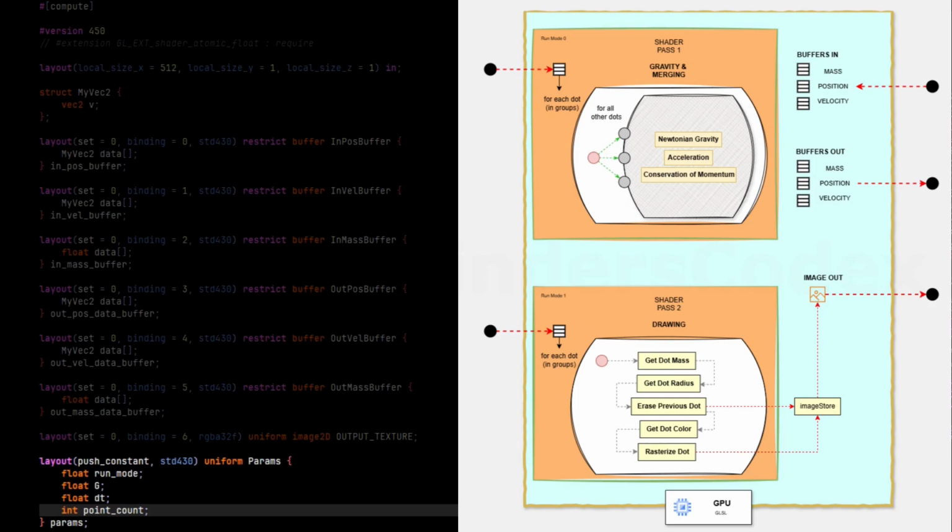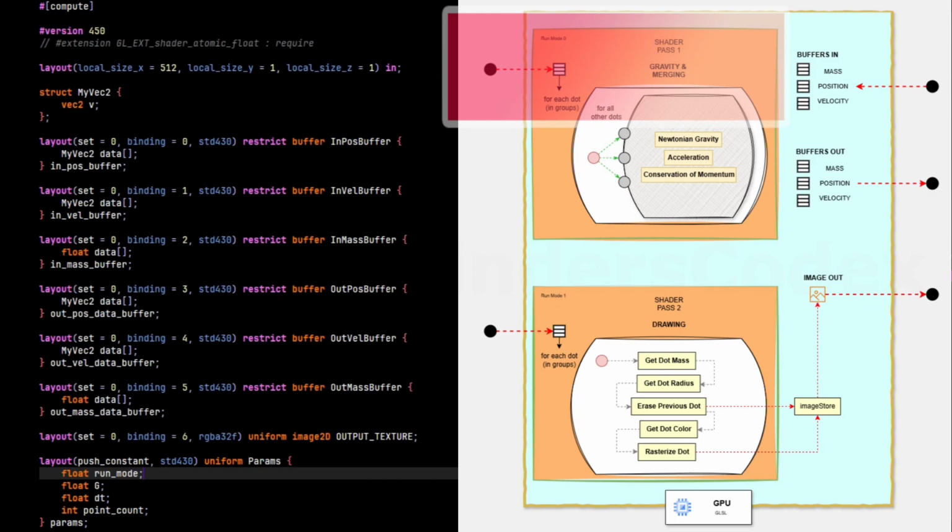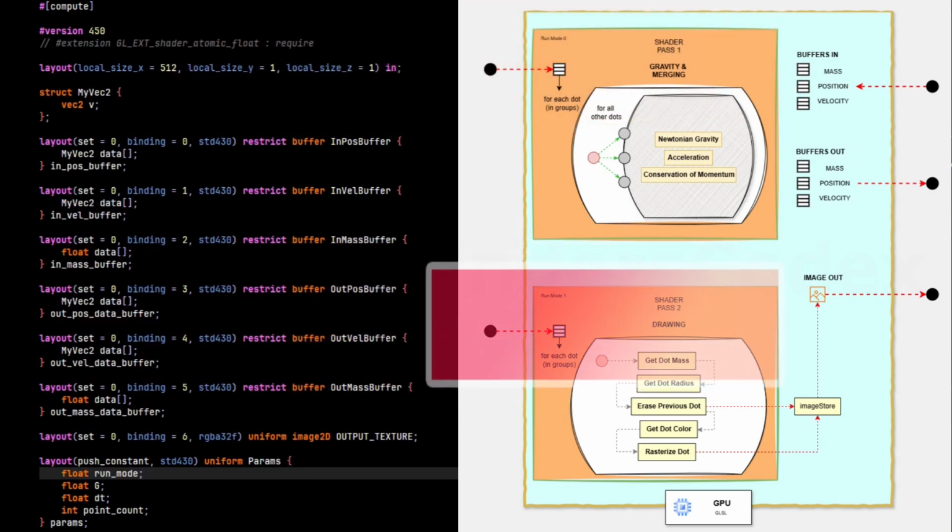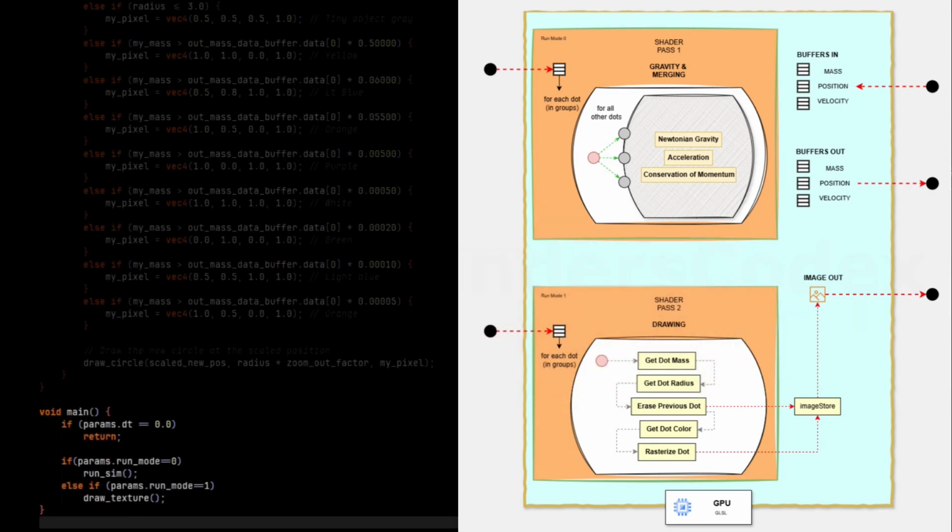Then there's the run mode push constant. This controls which logic runs in the shader. So when the GDScript passes in a run mode of 0, we're going to run the simulation logic. And when it passes in a 1, we're going to run the drawing logic, which is how we've set up the shader's main entry function, as you can see here.